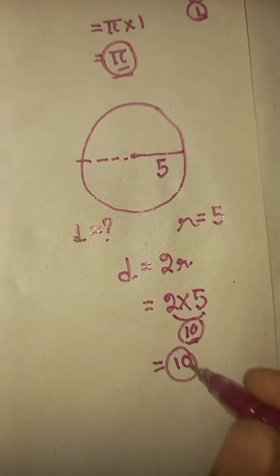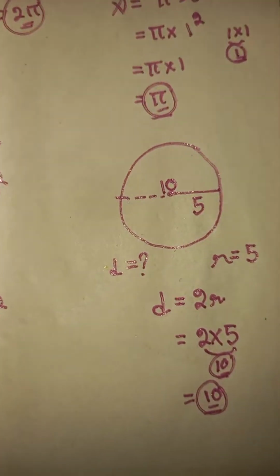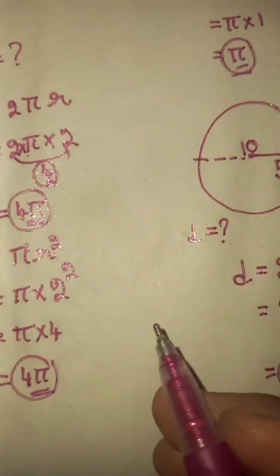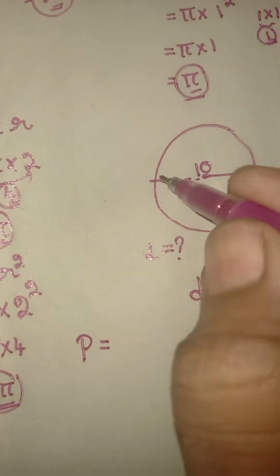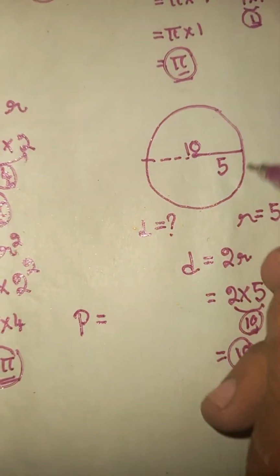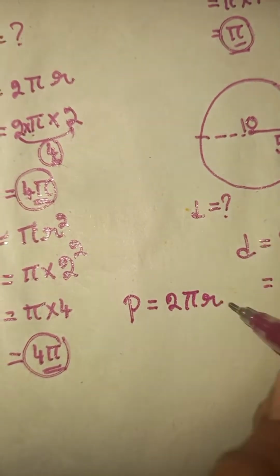So the diameter is 10 units, this complete diameter. Now let's find out what's the perimeter of the circle. Perimeter of the circle means you need to find out the complete length of the outer boundary. So this is going to become 2 pi r units.